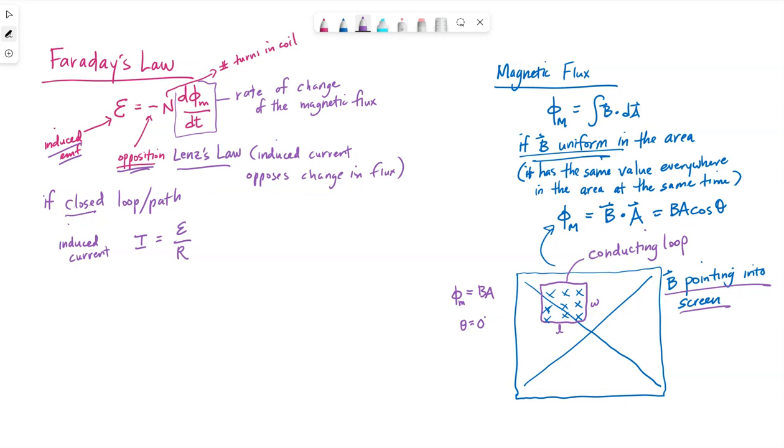So right now, having this conducting loop in this region, there would be no induced current or EMF even. The reason why is that the flux is not changing.